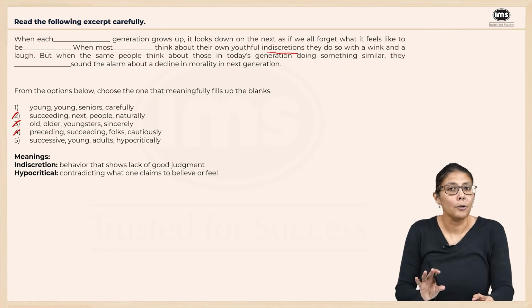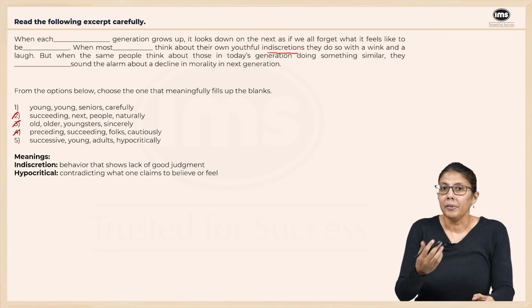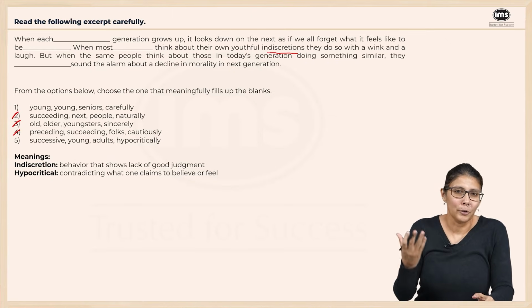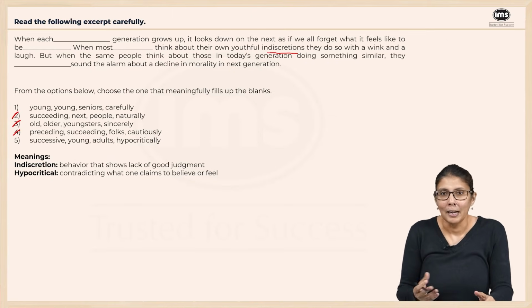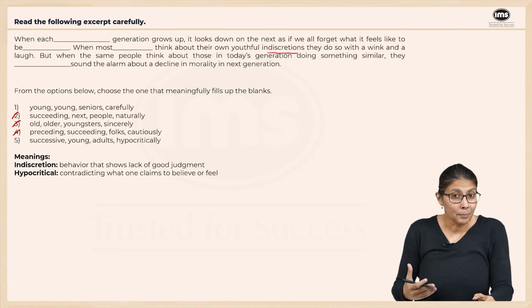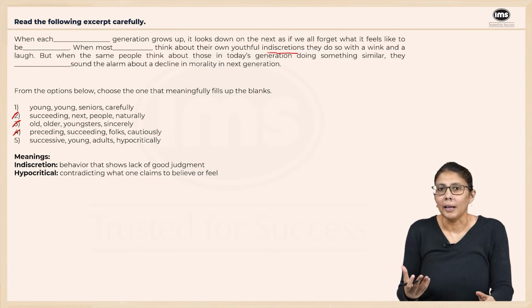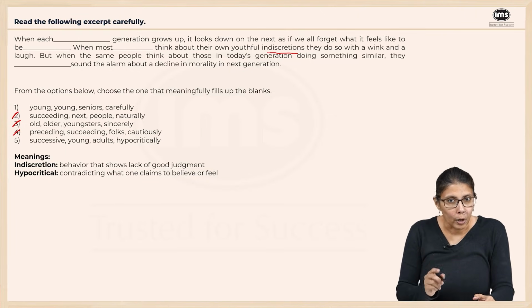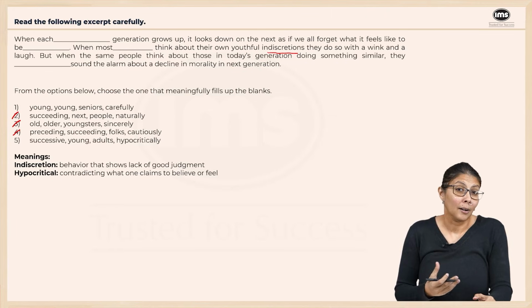Now, you have to understand what is being said here. When we think about all the careless things that we did when we were young, we say, oh, you have to let it go, everyone does it. So, we don't pay too much attention to that. But when the same thing is done by the younger generation, then we start taking it very seriously. We sound the alarm about decline in morality. So what does this show? This shows that we have double standards.